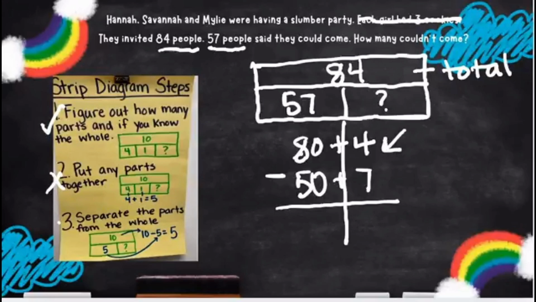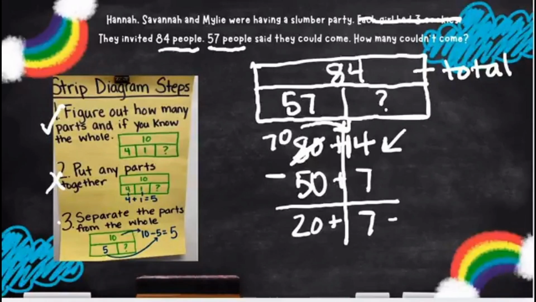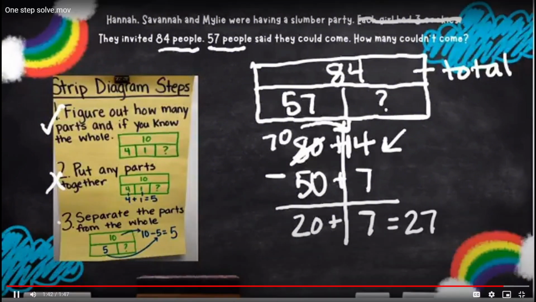So I'm going to have to take a 10 from the 80, and it will become 70, and we will regroup it over into the ones place. And now we have 14 minus 7, which equals 7. 70 minus 50 equals 20. And 20 plus 7 equals 27. So we solved our one-step problem.